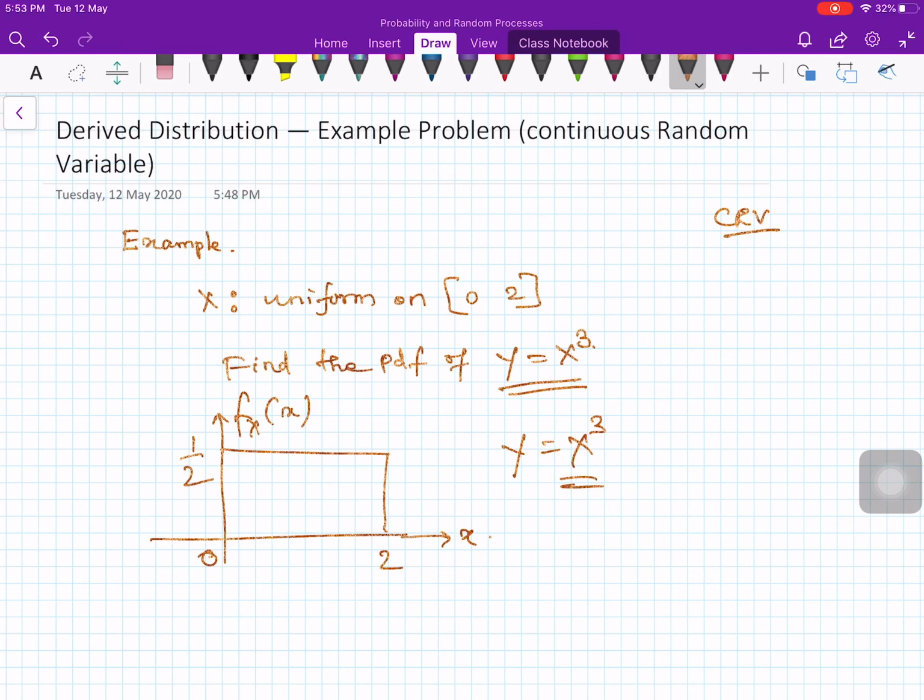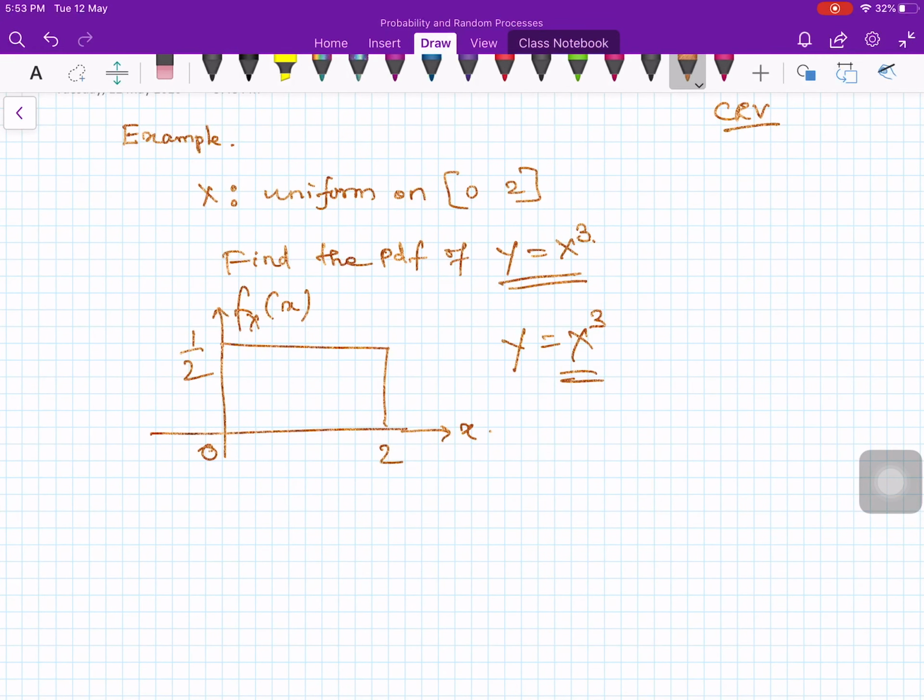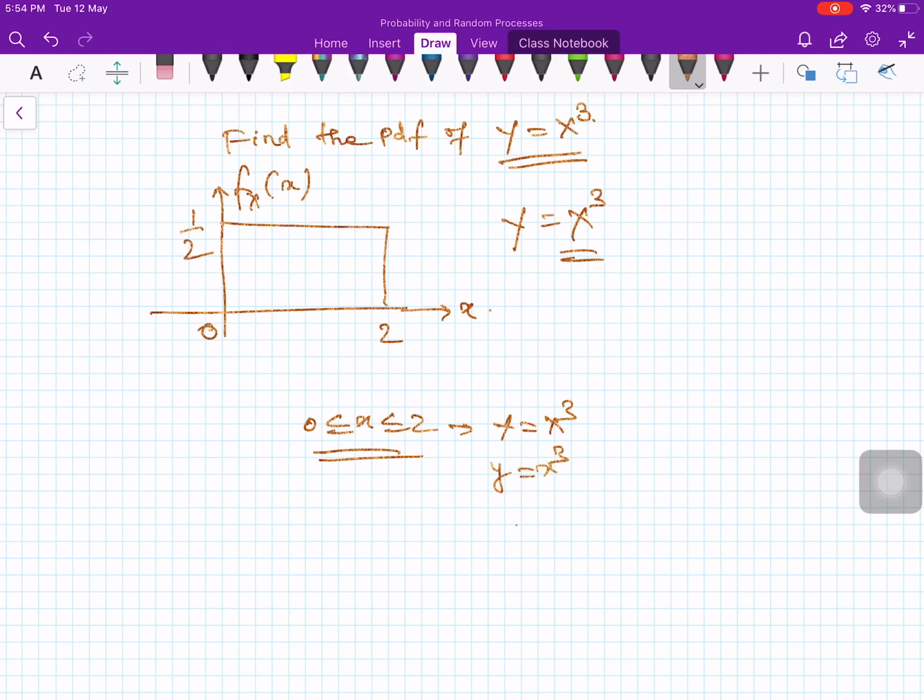First notice that y takes values between 0 and 8, because the range of x is 0 less than or equal to x less than or equal to 2. Your function is y equal to x cubed, so 0 cubed is 0 and 2 cubed is 8. Therefore the range of y is 0 to 8.